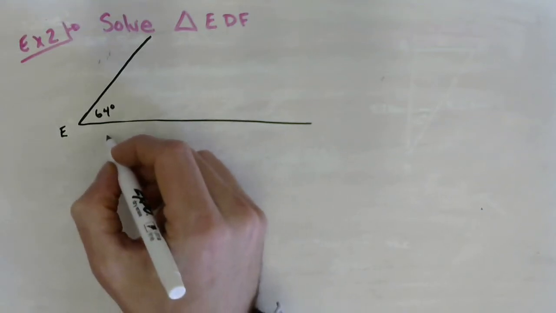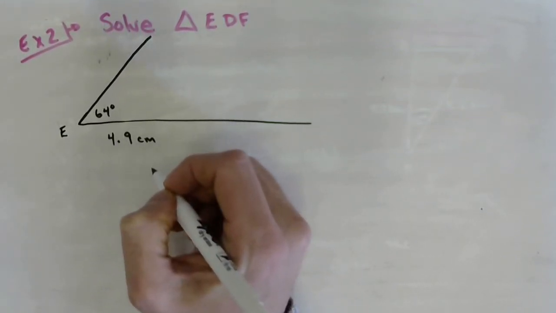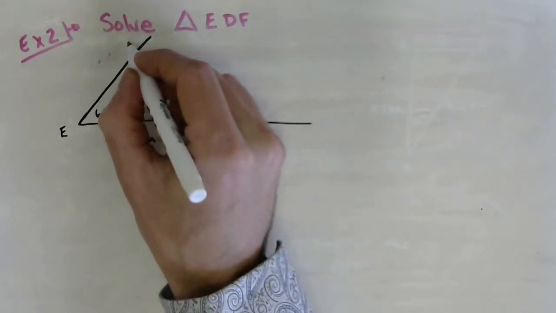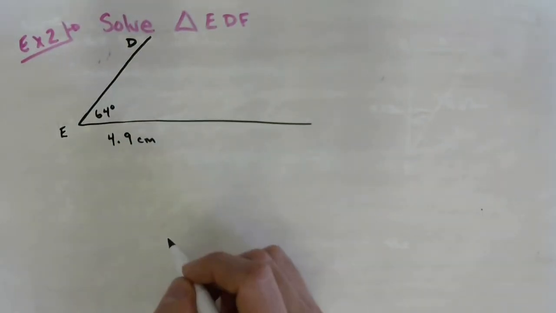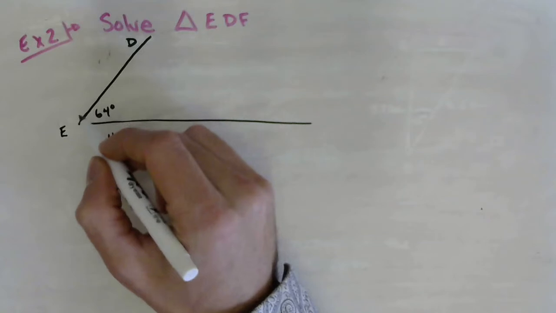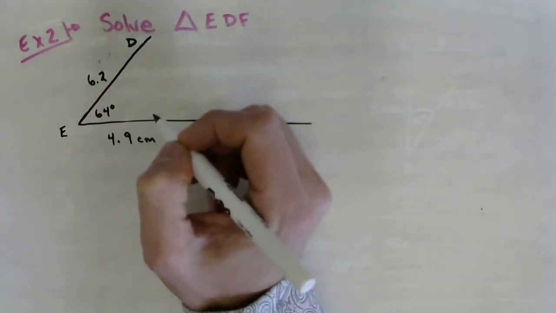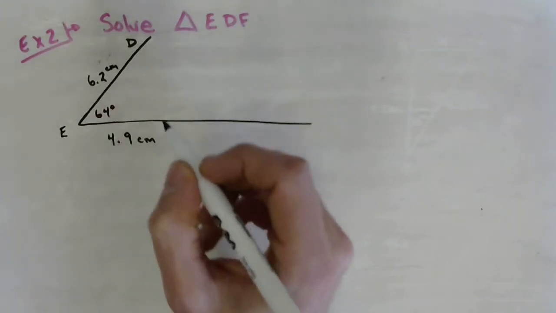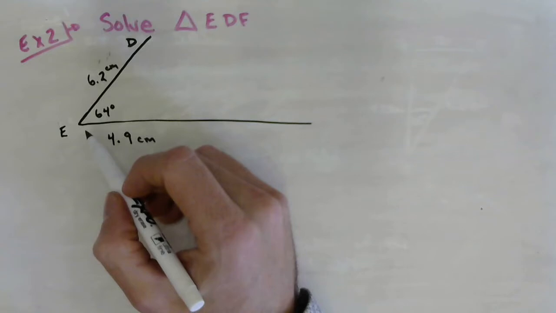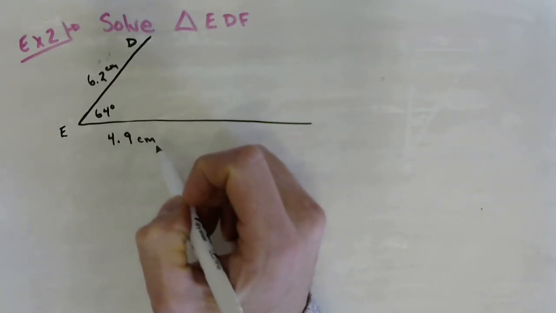So here's what we're going to do. We're just going to go ahead and write that this is 4.9 centimeters. That means this is side length D, which means angle D is somewhere up here. And this side length here is going to be side length F, which is 6.2 centimeters. You could easily use a ruler to do this and get an almost exact diagram, okay?